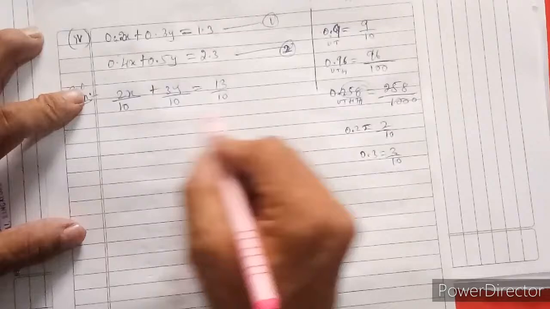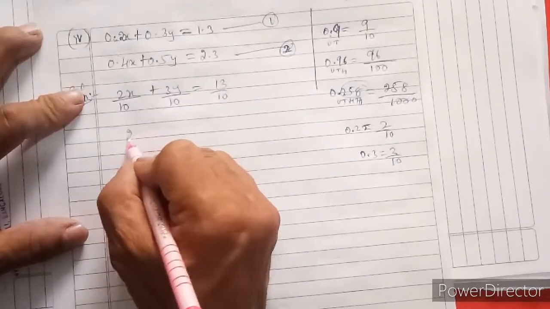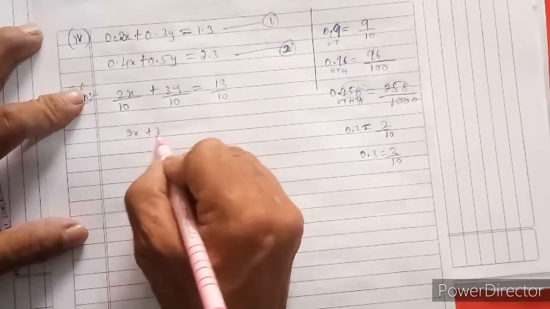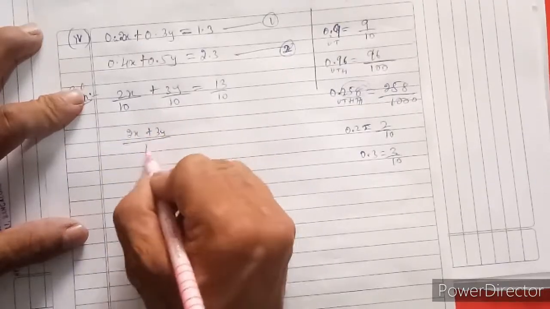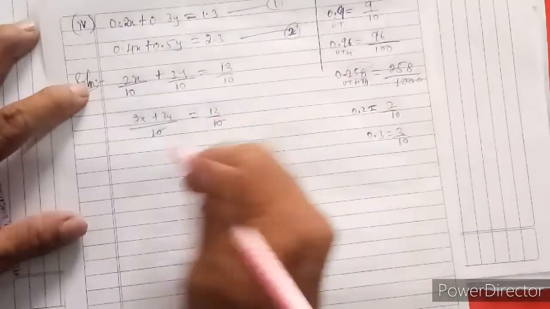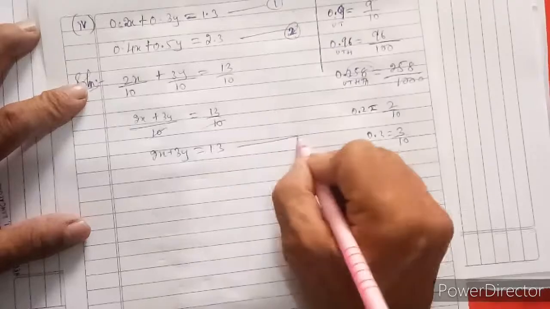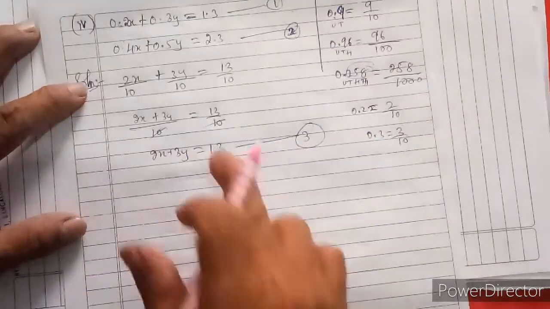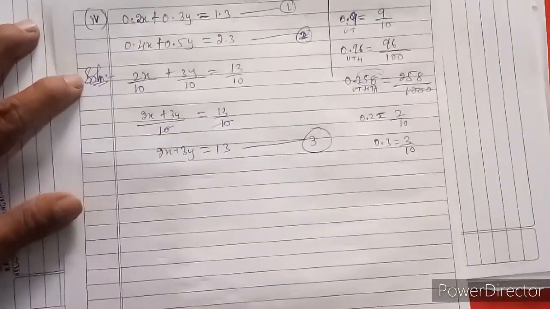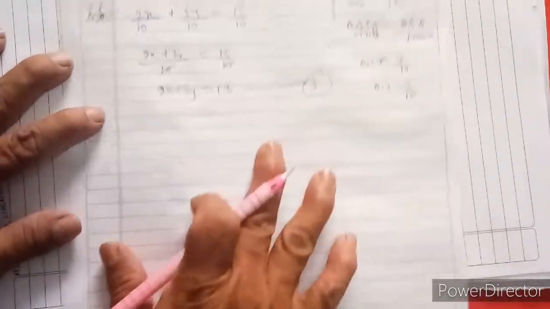We have taken the common factor in the first equation, that is 10: 2x plus 3y, all over 10, is equal to 13 by 10. This 10 gets cancelled, so we got 2x plus 3y is equal to 13. This is equation 3 I made from equation 1. Did you understand? I have changed decimal to fraction, and similarly I will take the second equation.